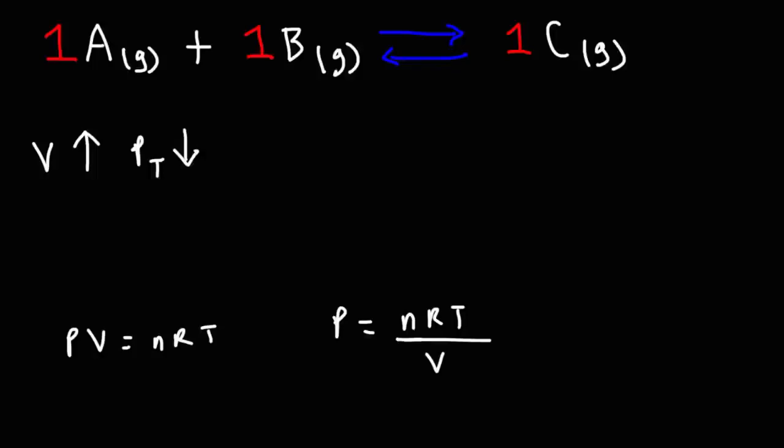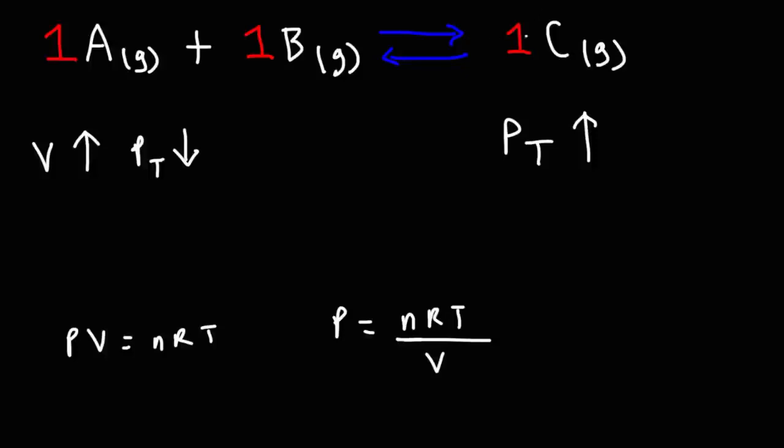Now, what's going to happen if the total pressure decreases? Well, the system is going to try to increase that total pressure. Whatever change you impose on the system wants to undo that change. So if you decrease the total pressure of the system, it's going to try to increase it. Now, in which direction does the reaction have to shift in order to increase the total pressure? Should it shift to the left or to the right?